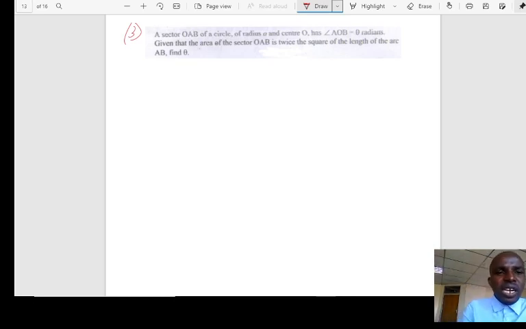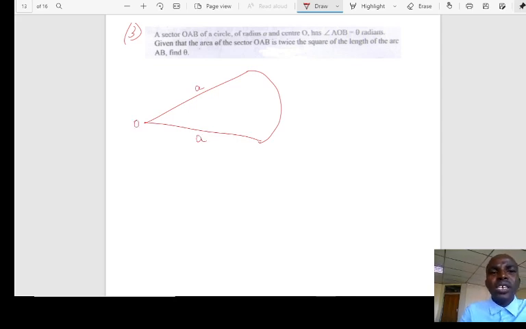Let's do this one. First, let me sketch my diagram here. Let me not draw the circle, let me just draw it as a sector. So for this sector, the radius is A centimeters here, and the center is O. For sector OAB, this is supposed to be A, this point B, and this point A.